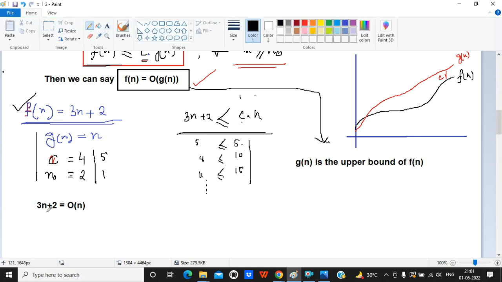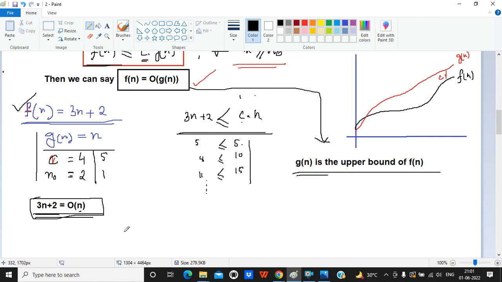It is greater than f of n. What is g of n? g of n is your n. So if your function is 3n plus 2, then its equivalent big O notation is big O of n. Here it is the same. That n is the upper bound. We can say the big O of n is the upper bound of 3n plus 2.